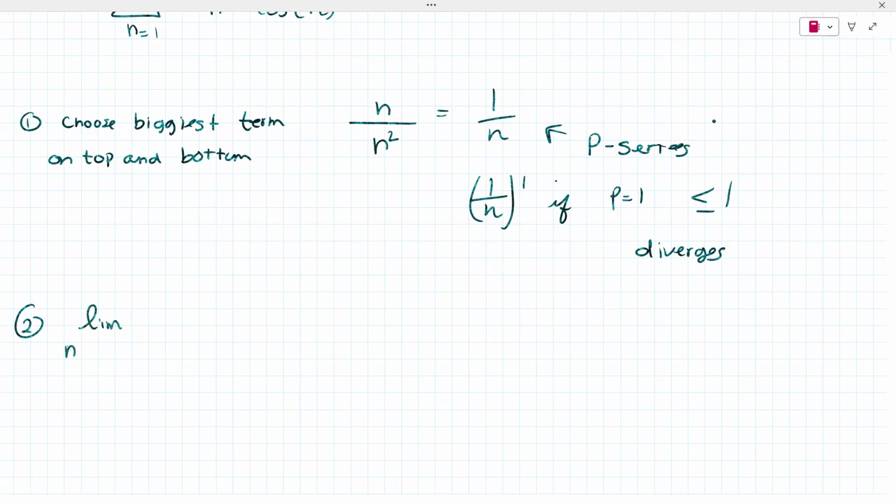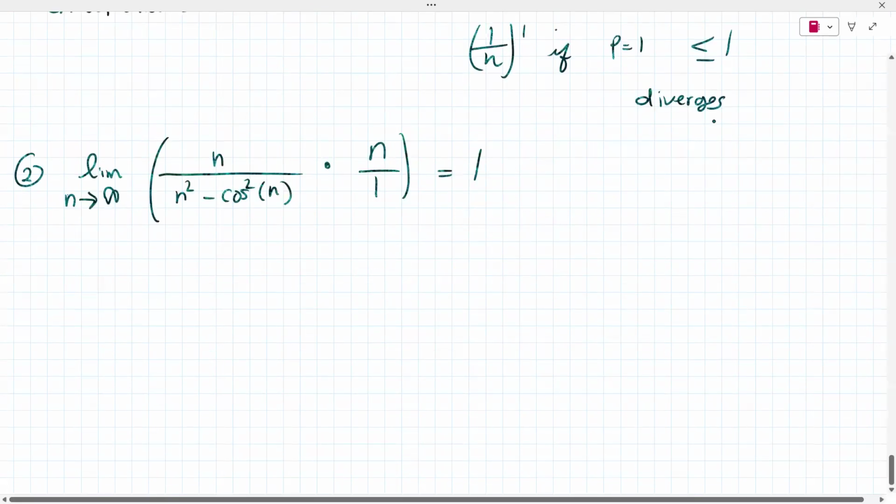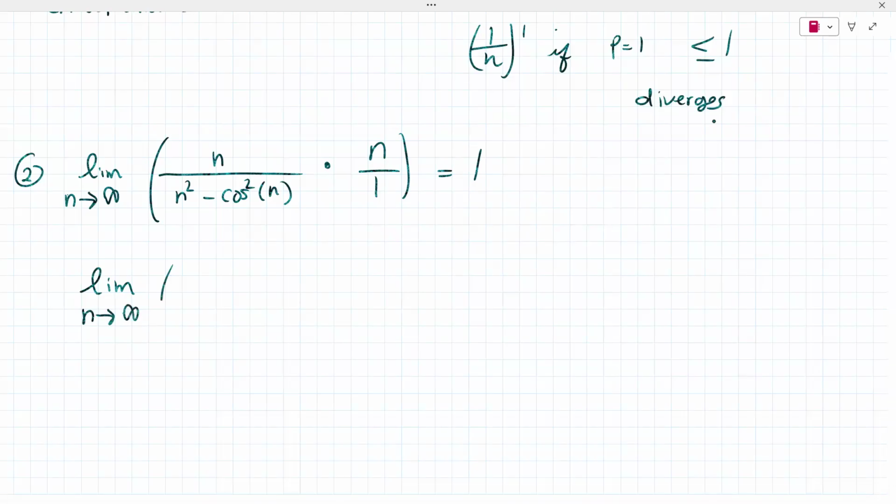So that would be the limit as n approaches infinity of n over n squared minus cosine squared of n, your original, times the reciprocal of 1 over n, which is n over 1, and it spits out 1. So the limit as n approaches infinity of n squared over n squared gives you 1, which is positive, and it is a tangible number.